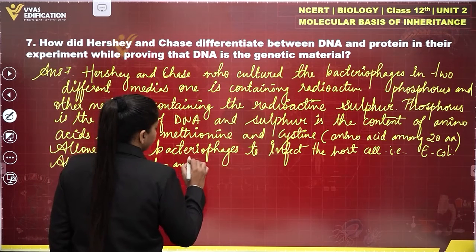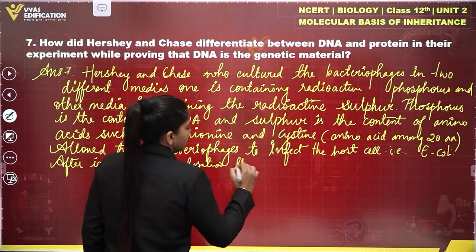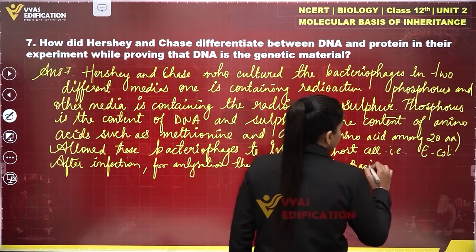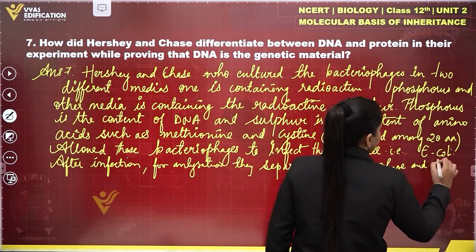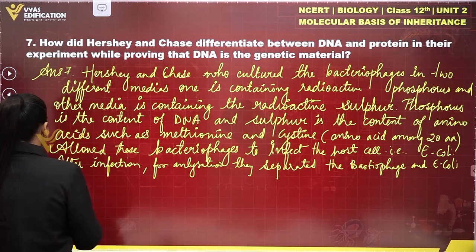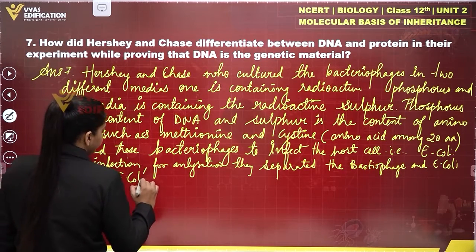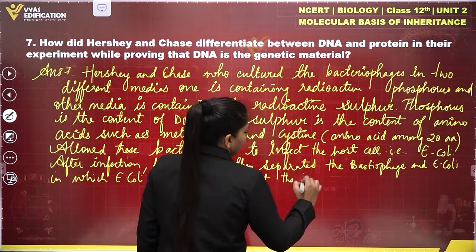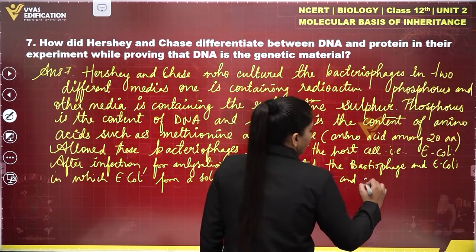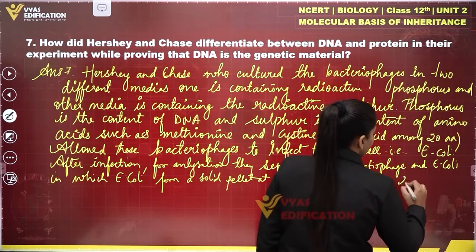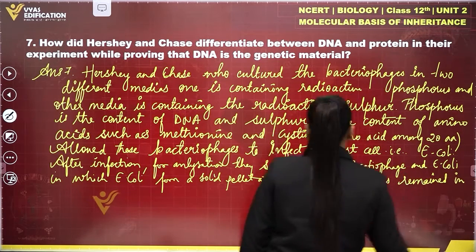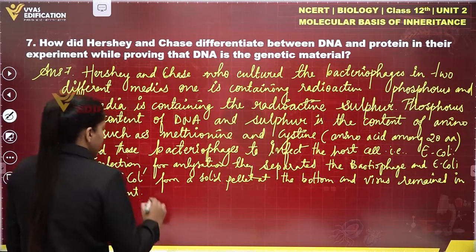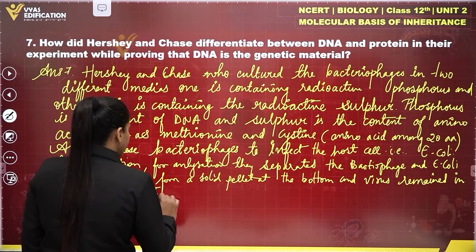for analyzation, they separated the bacteriophage or viruses and E. coli, in which the E. coli forms a solid pellet at the bottom, and viruses, because they are smaller in size, remained in the supernatant, right?